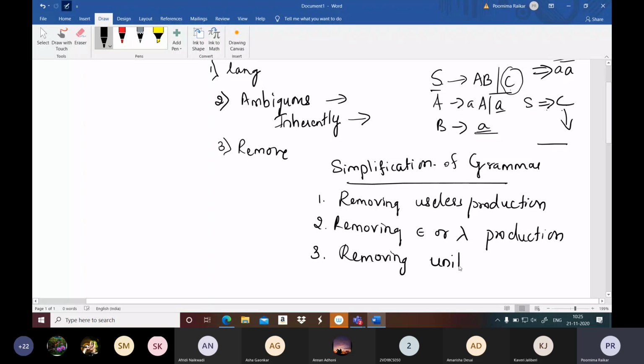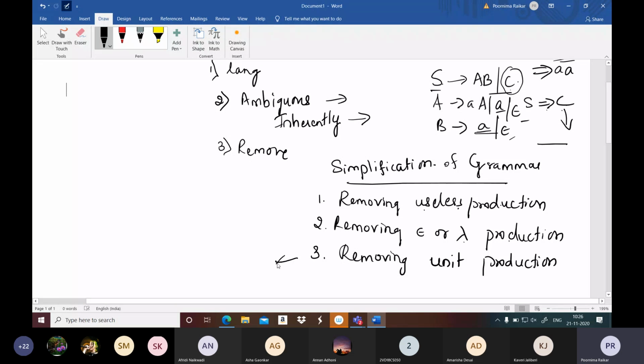The grammar rules which are not useful in generation of a terminal string, I say those are useless. So when I say S to C, it is a useless rule which is not used to generate any string. In the same way, sometimes we have epsilon which is not used in a rule. If it is not used in a rule, that means it is a useless lambda production. Same way, unit production.